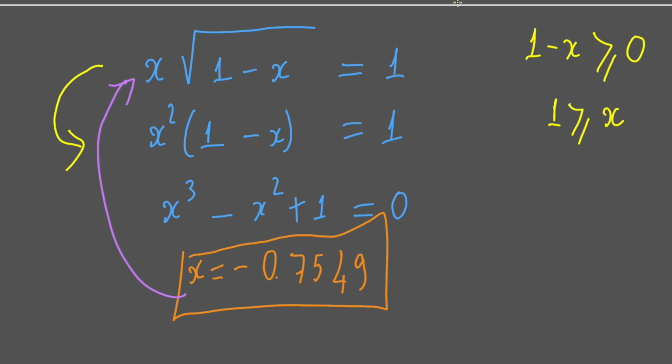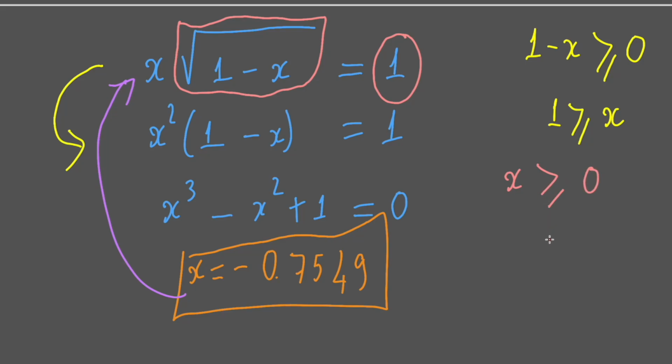Okay, and another thing you have to recognize is that this is a non-negative number, and on the right hand side this is a positive number. This means x also has to be a non-negative number, because if x is smaller than 0, the product of x and the square root of 1 minus x would be a negative number. So x has to be greater than or equal to 0. In conclusion, the domain of x should be between 0 and 1.